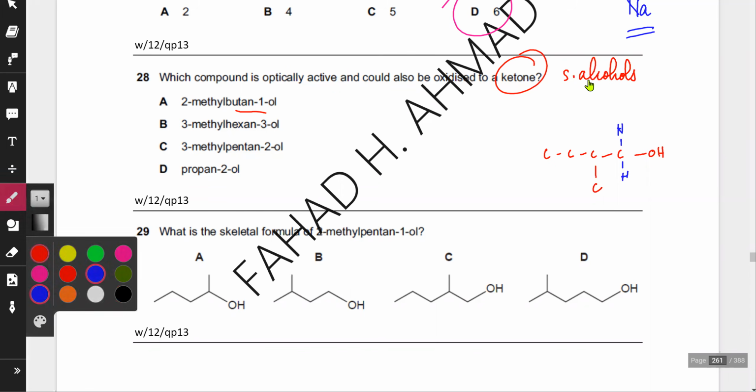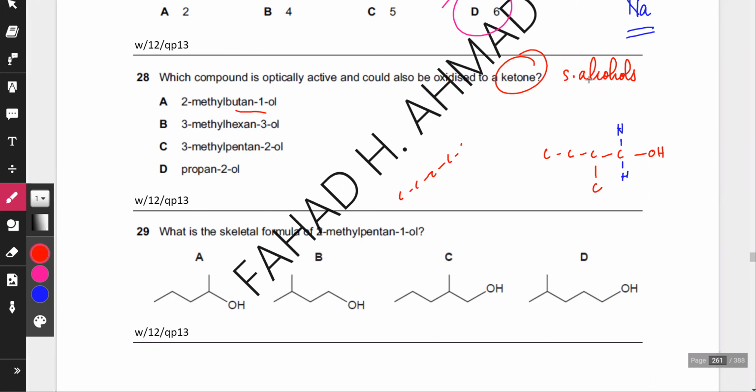What about the second one? It's going to be hexan-3-ol. That's 1, 2, 3, 4, 5, and 6. And it's 3-ol, which means the OH is on the third carbon. And there's a 3-methyl as well. So what type of alcohol is this?